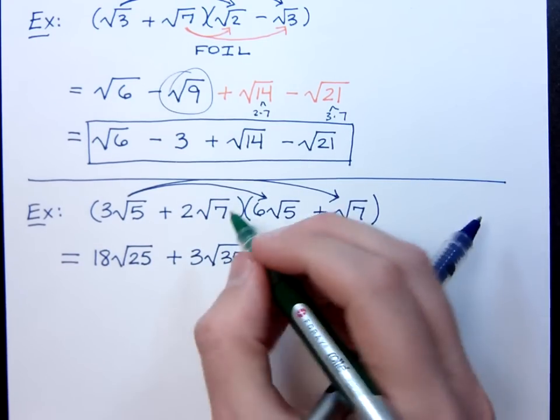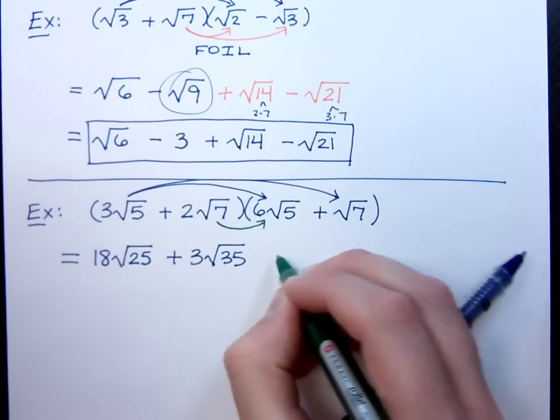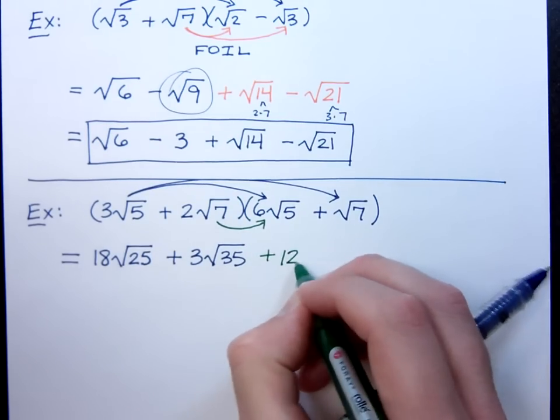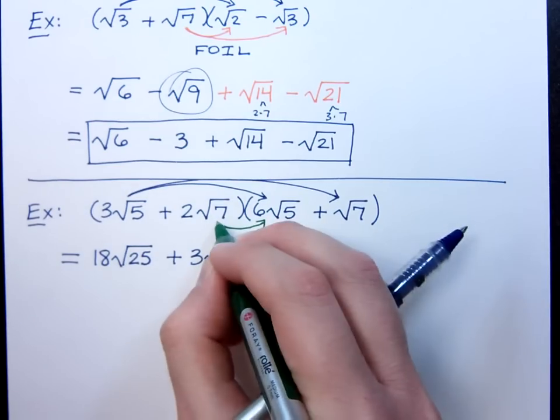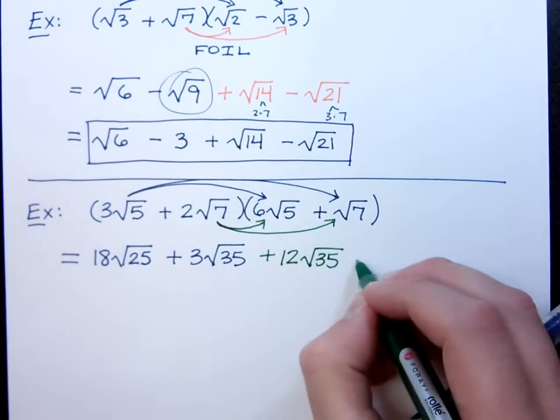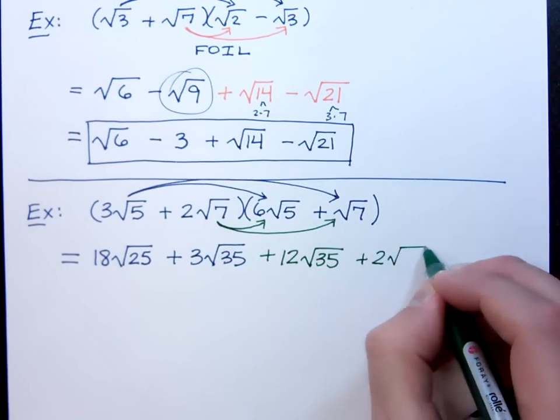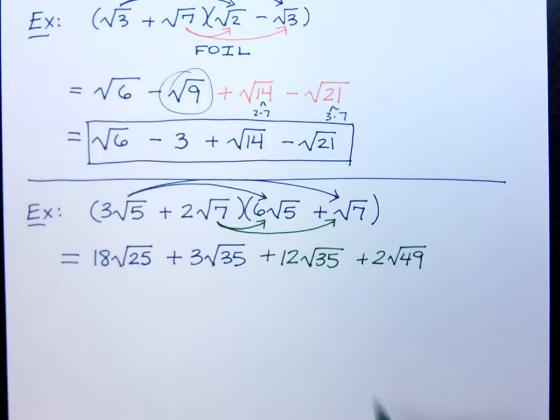Inside, what's on the inside here? 12 square roots of 35, and then the last would give me 2 square roots of 49. Do y'all agree? Yeah. Now let's simplify this.